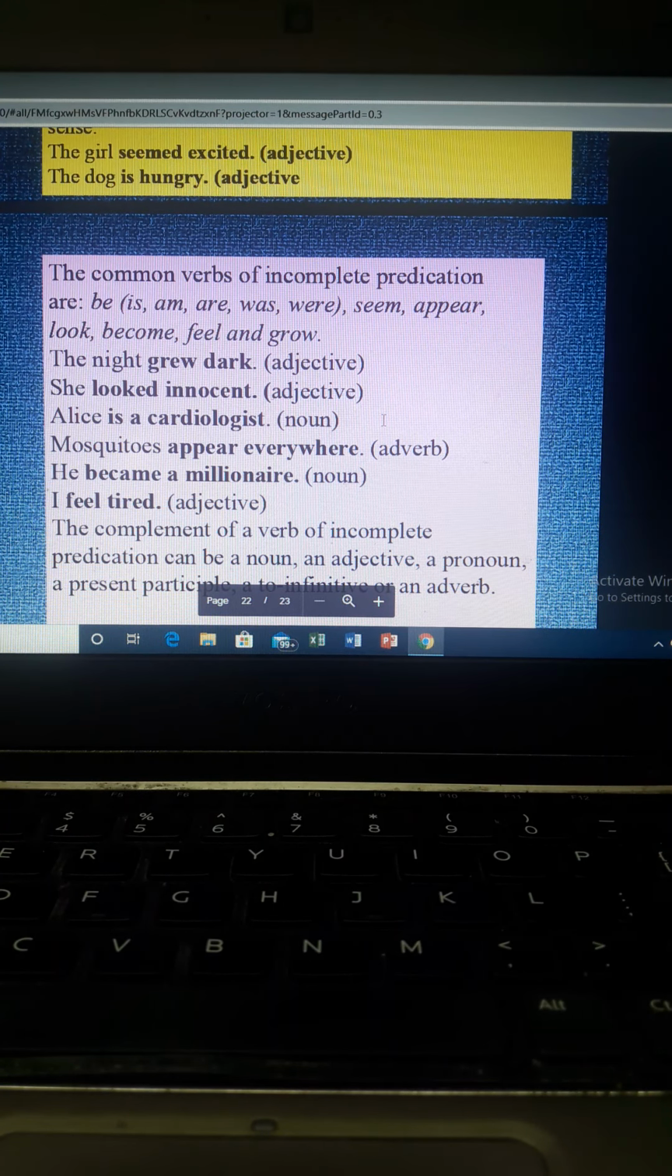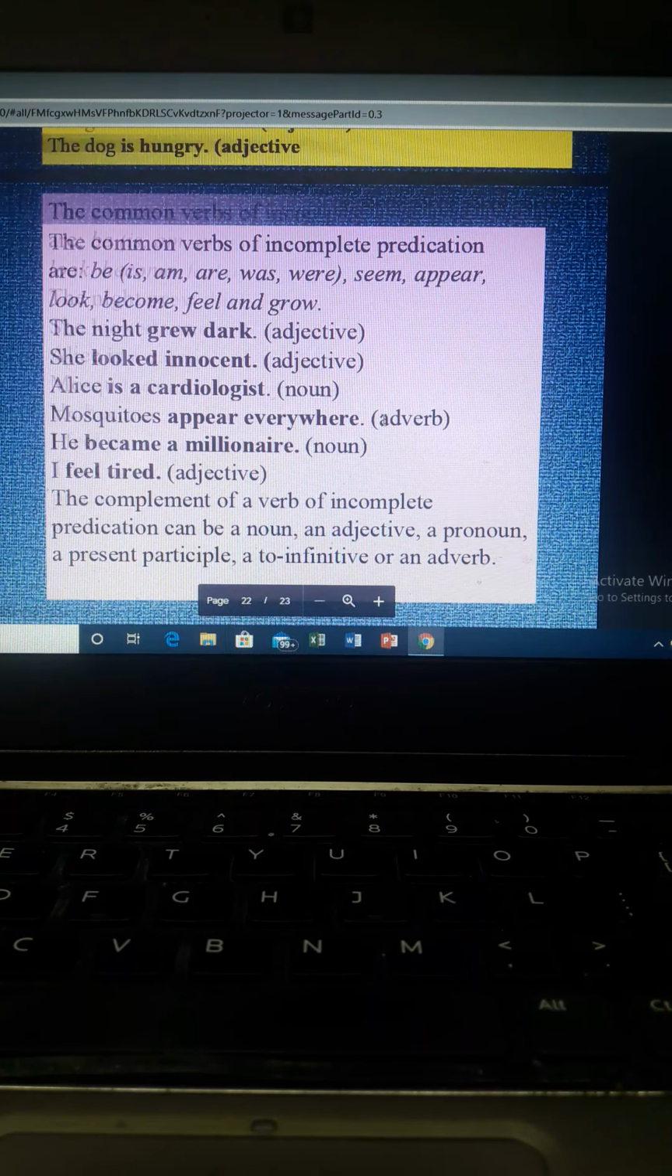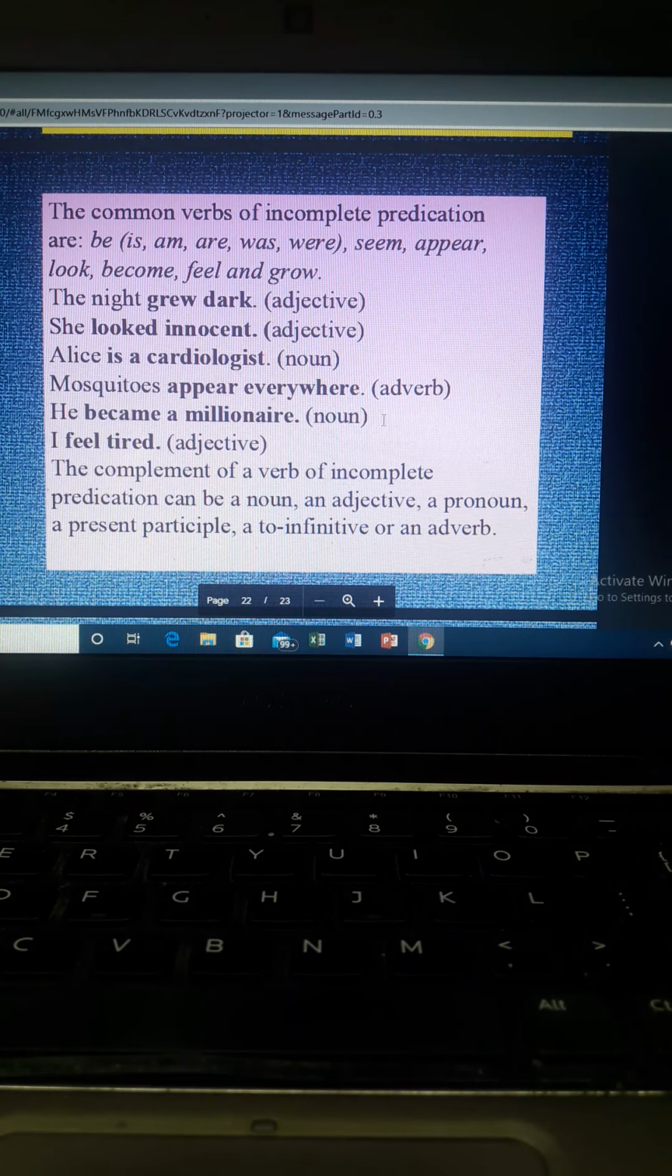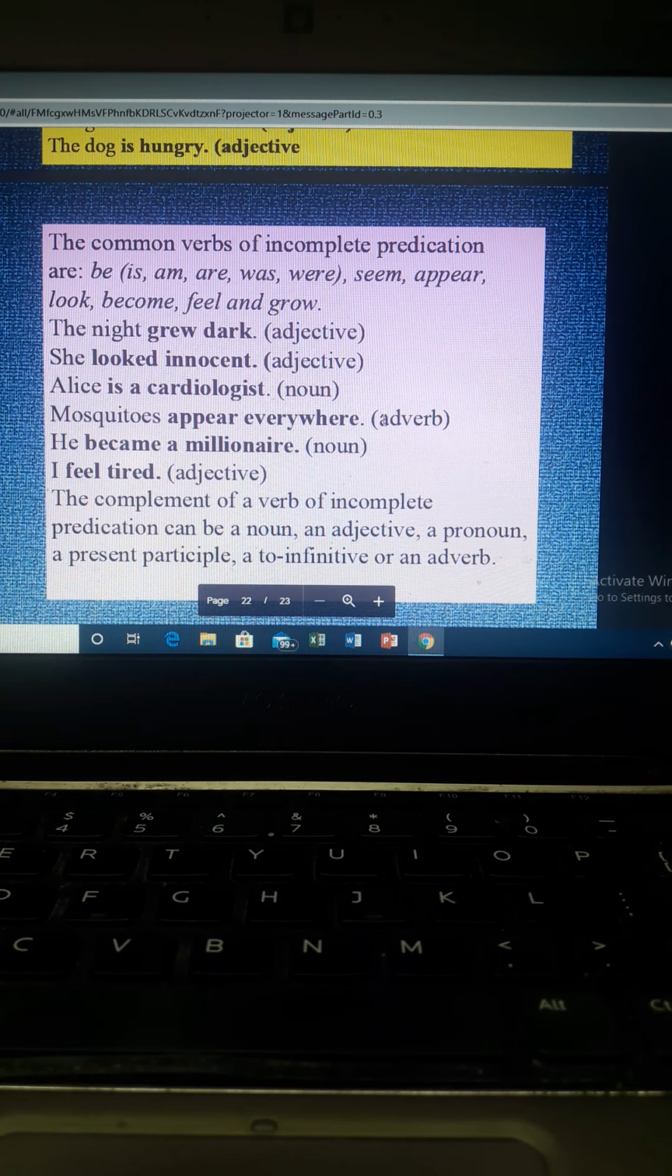The complement of a verb of incomplete predication can be a noun, an adjective, a pronoun, a present participle, a to-infinitive, or an adverb. That means we have to add an adjective or a pronoun to the intransitive verb to make a complete sentence. I think it is clear now. Should I repeat it once again?